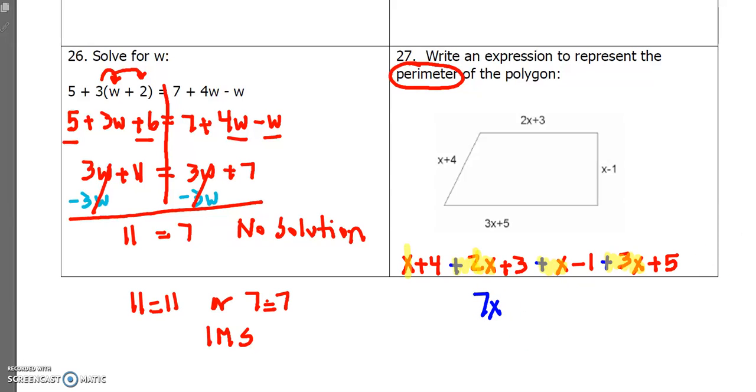All right. And so then let's look at what else we have. We have a number, so a plus 4 and a plus 3, a minus 1, and a plus 5. Okay, so if I have 4 plus 3, that's 7, minus 1 is 6, and then 6 plus 5, we're going to have a total of 11. So this is my expression that represents the perimeter of this polygon.